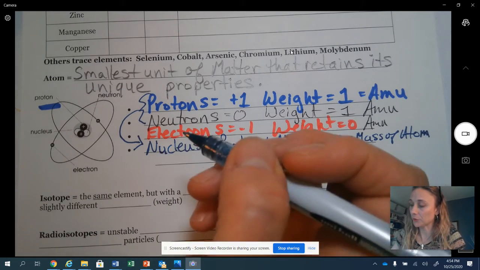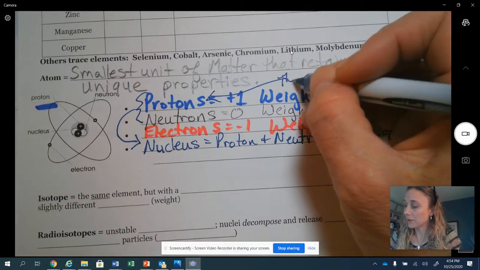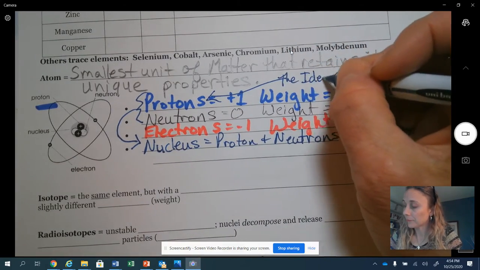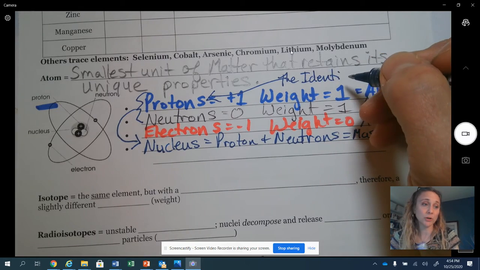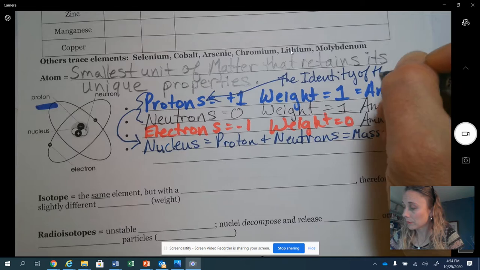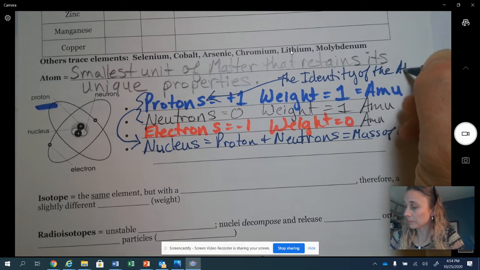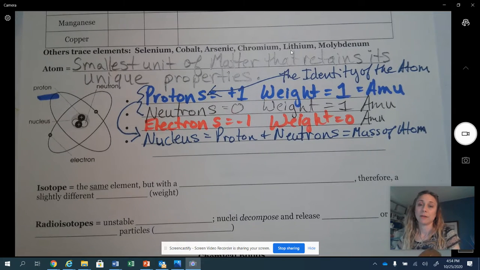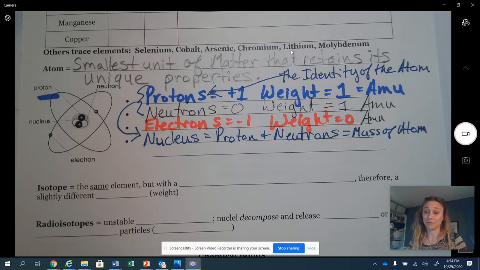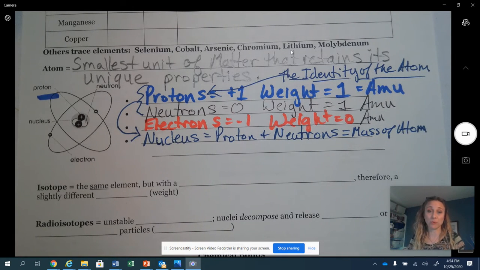Why don't we put here, too, that protons are the identity. If you have 6 protons, you have carbon. If you have 3 protons, you have lithium. Okay? If you have 8 protons, you have oxygen. All right, so protons are the identity of the atom. That's important to note. The mass might be the protons plus the neutrons, but not the identity.